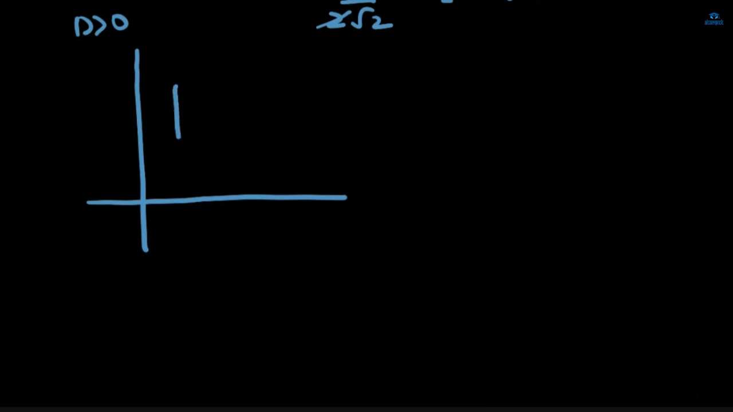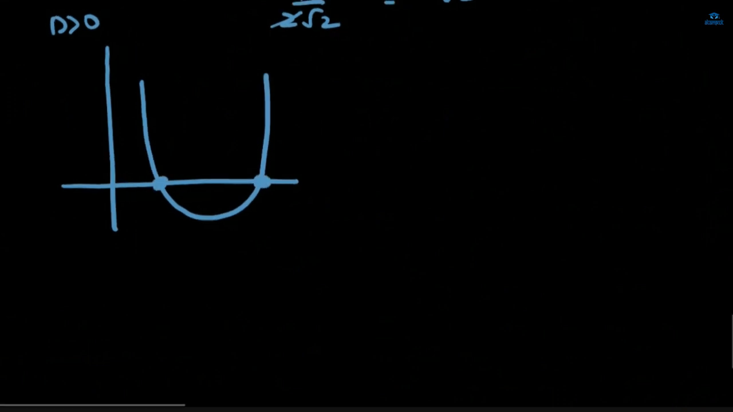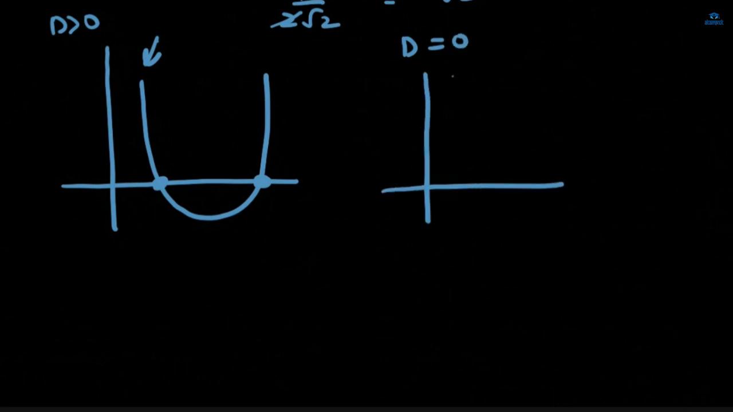It means your graph should cut the x-axis two times, at two different points. And if D is equal to 0, then it should cut only one time, because you get the same values two times, alpha equal to beta. If D equal to 0, then your graph would look like this. Okay, yes or no? Yes, ma'am.